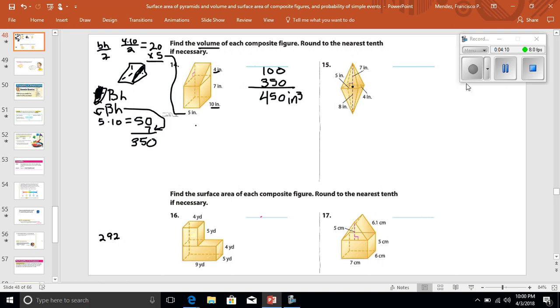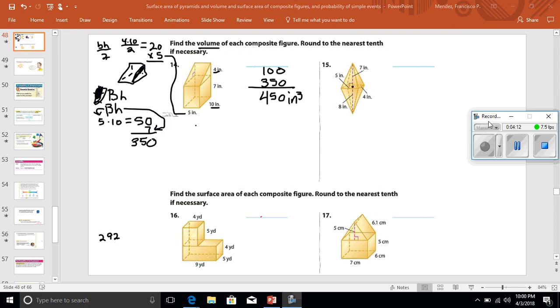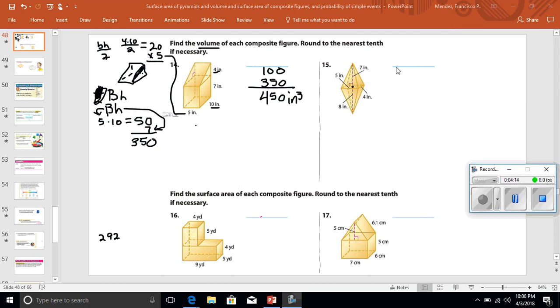Now, I'm not going to go ahead and do 15 for you. That's for you to do. But I'm going to set up the formula for you to make it nice and easy. Remember, we're dealing with pyramids this time. If we're dealing with pyramids, we're always dealing with 1/3 base times height, because remember, it takes 3 of these pyramids to fill up 1 rectangular prism. So 1/3 big base times the height.